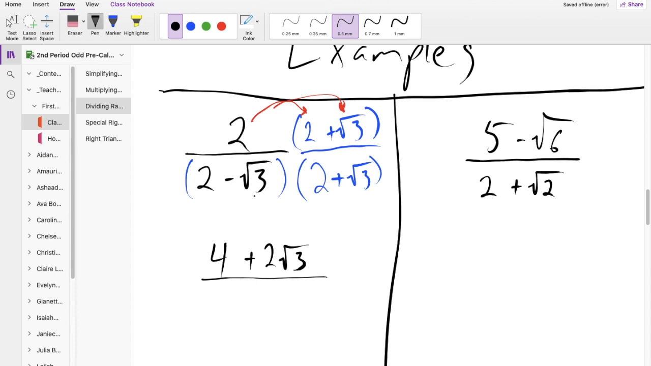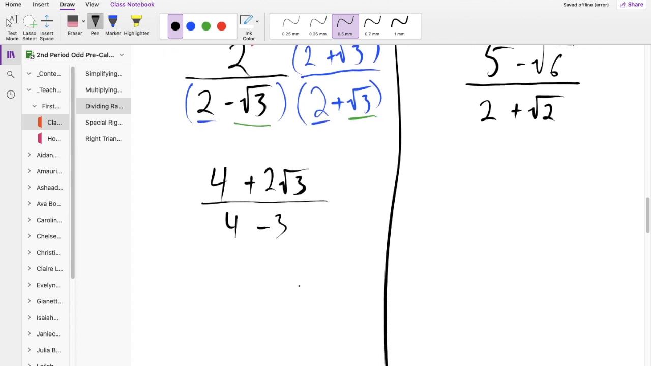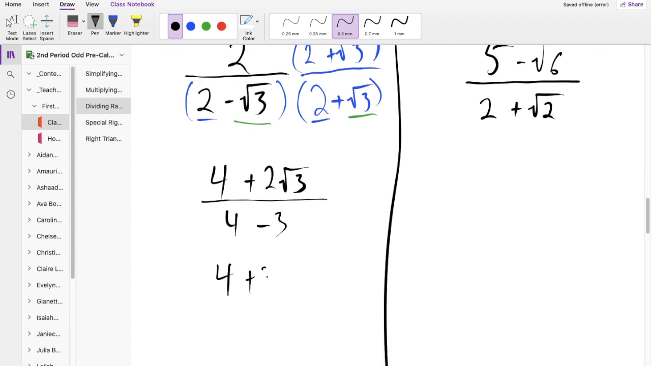And my denominator, again, because they're conjugate pairs, I only need to multiply my firsts together. So I need to multiply this 2 times this 2. And then I need to multiply the lasts, so the negative root 3 and the positive root 3. So 2 times 2 gives me 4. Negative root 3 times positive root 3 gives me a negative 3. So then we can simplify this. Well, 4 minus 3 is just 1. So this is 4 plus 2 root 3 over 1. But again, anything divided by 1 is itself. So I'm done at this point. So this is my final answer. I don't have anything left in the denominator, which was kind of nice.